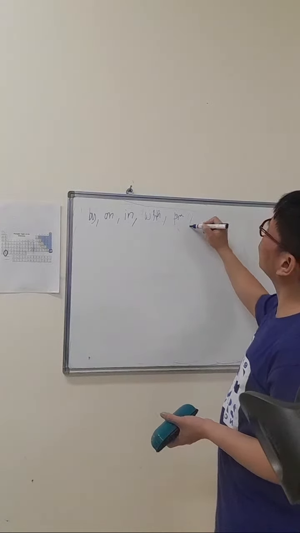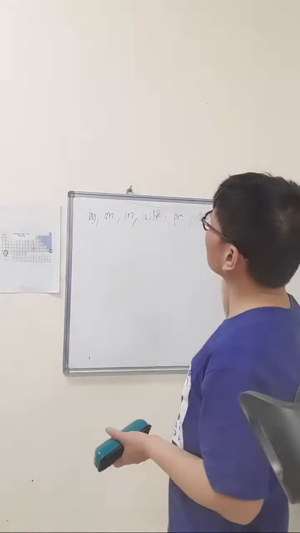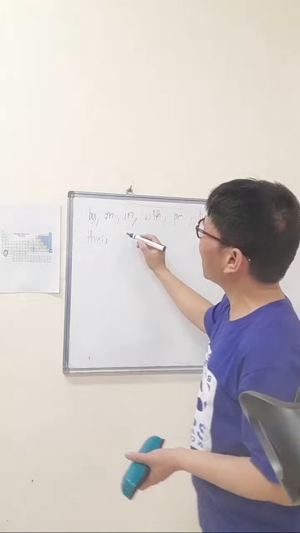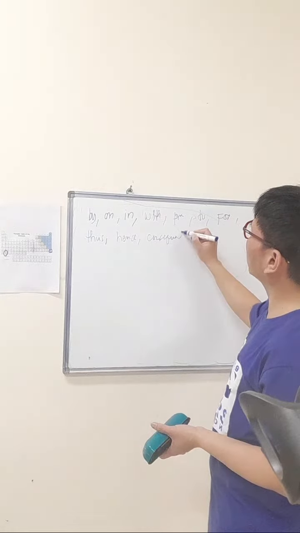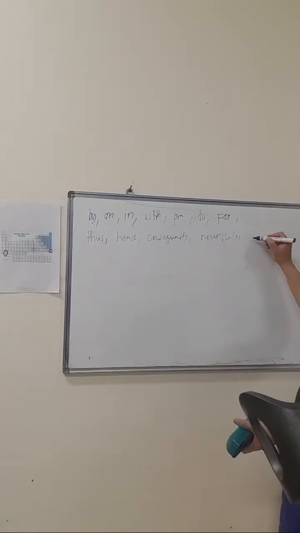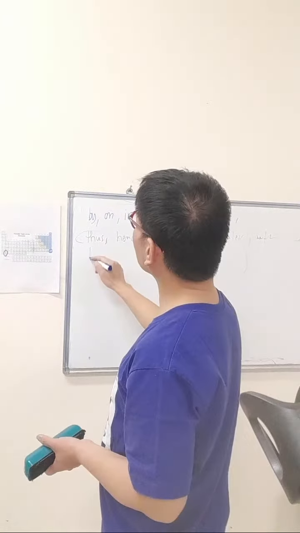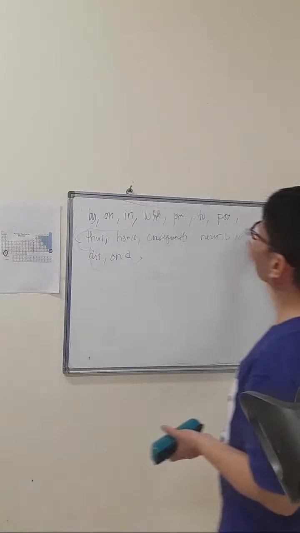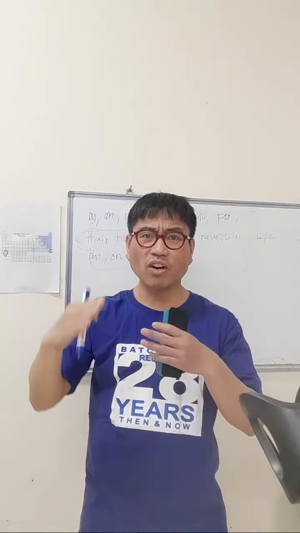From, to, for, okay, like this. And conjunctions: fast, hence, consequently, nevertheless, nonetheless, like this. These are conjunctions. And then but, and, like that. So these are conjunctions. The other one is prepositions, talking of locations or directions.